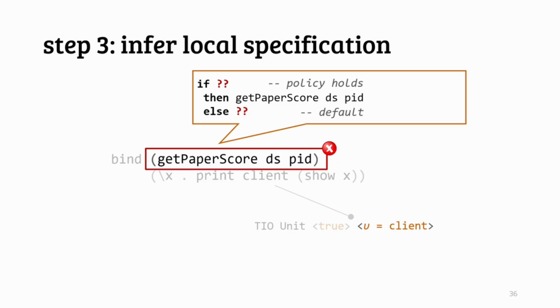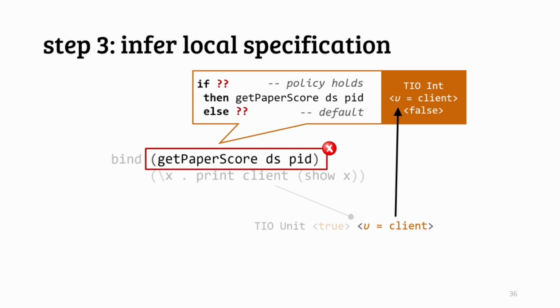Crucially, the Lifty type checker not only pinpoints the input action that needs to be replaced, but also infers a local specification that the patch needs to satisfy in order for the program to be secure. In particular, the optimal input label for the patch is derived directly from the left-hand side of the failed implication.